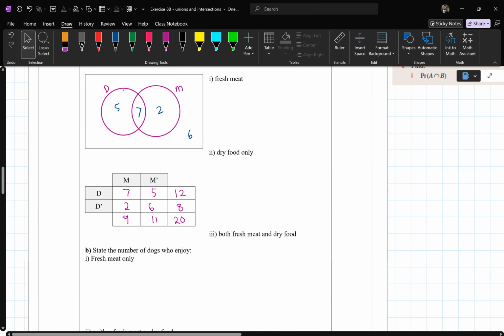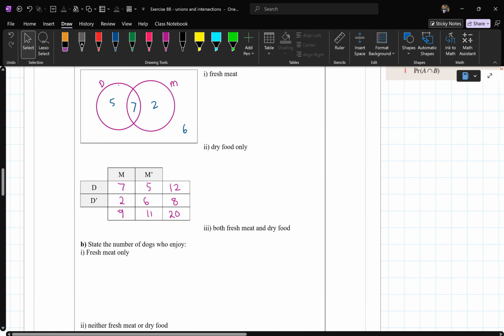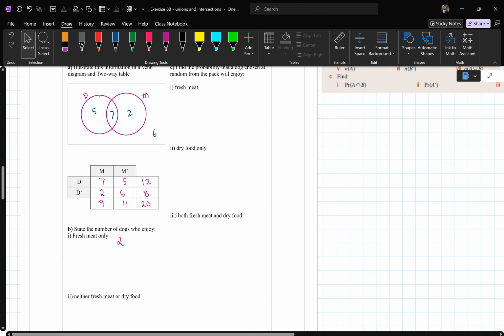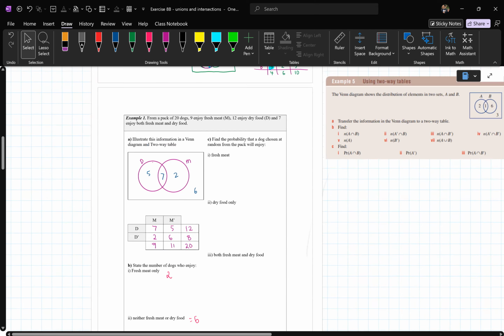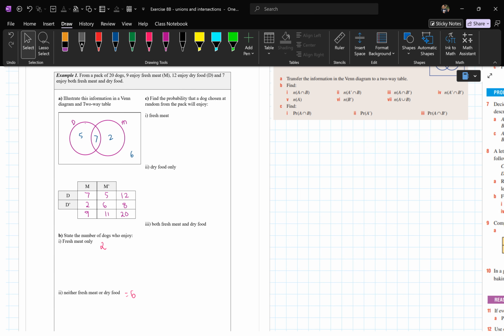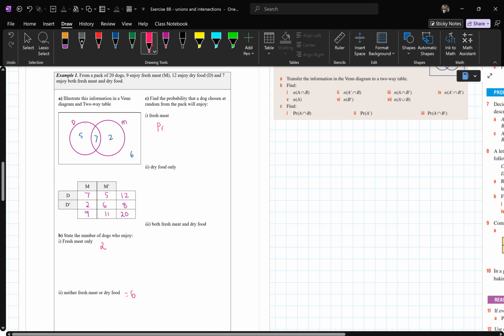So that's question A. State the number of dogs who enjoy fresh meat only. Fresh meat only is clearly just this region. So clearly 2. The answer is 2. State the number neither fresh meat or dry food. Well, clearly it's 6, everything outside of that. And then E, find the probability that a dog chosen at random from the pack will enjoy fresh meat. So essentially you're saying find the probability, P, of fresh meat, which is M.